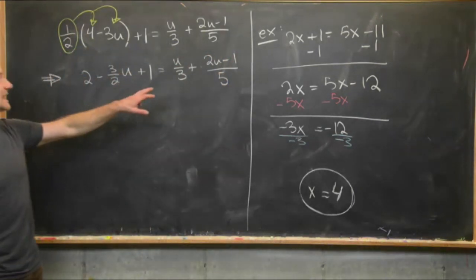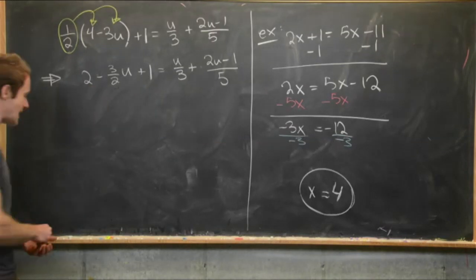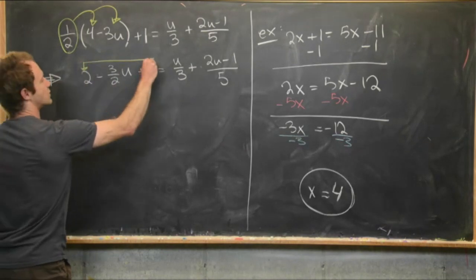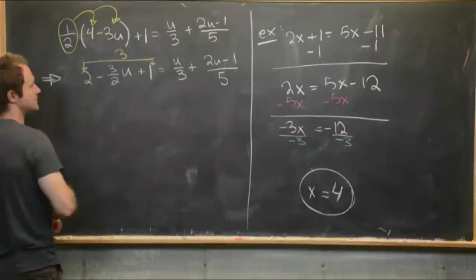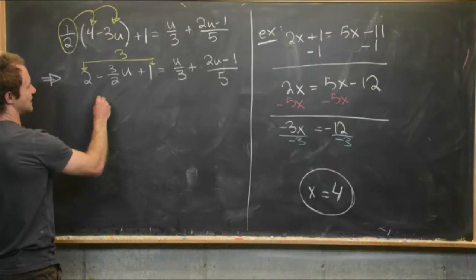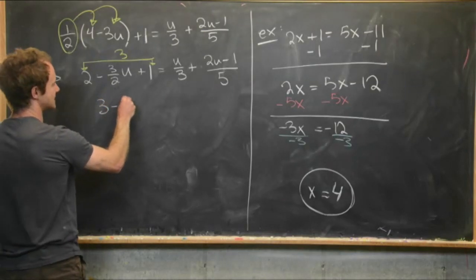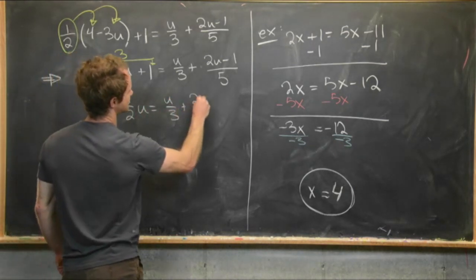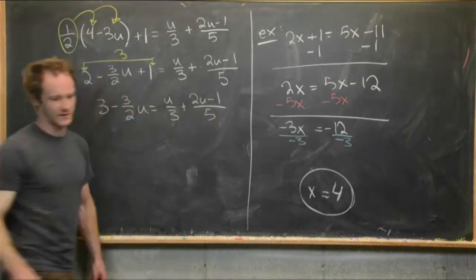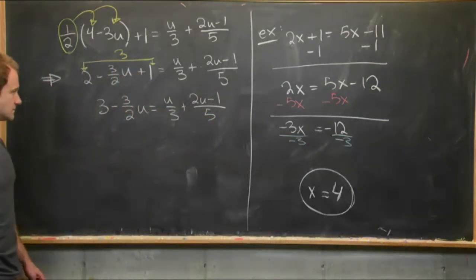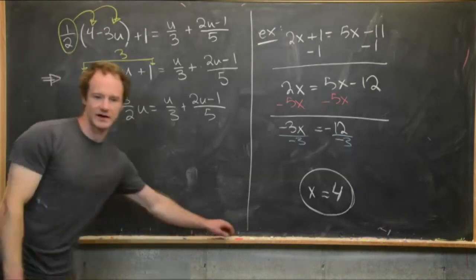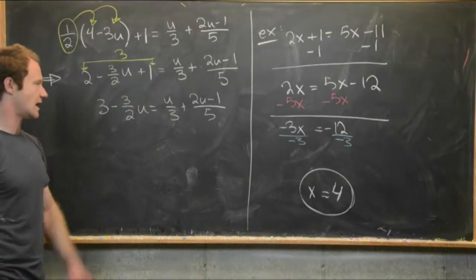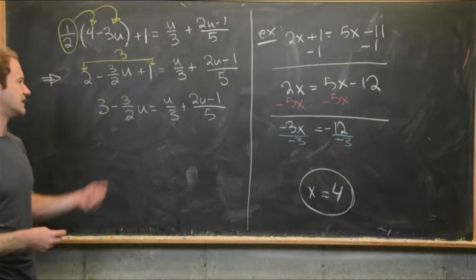Okay, so now what we want to do is maybe combine everything that we can. So notice that this 2 plus 1 is going to give us 3. So that makes the left-hand side of the equation 3 minus 3/2 u equals u over 3 plus (2u minus 1) all over 5. Now we want to start making common denominators so we can add these things together, and adding these things together will take us to the next spot.